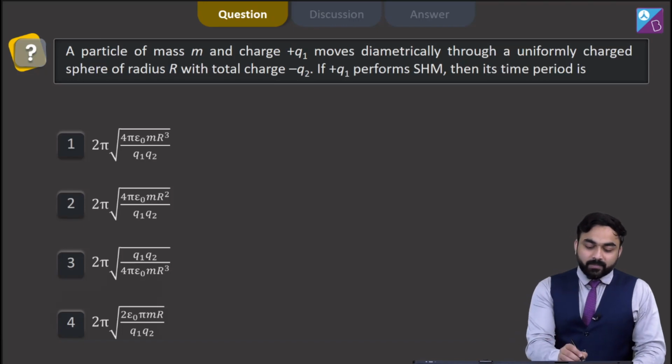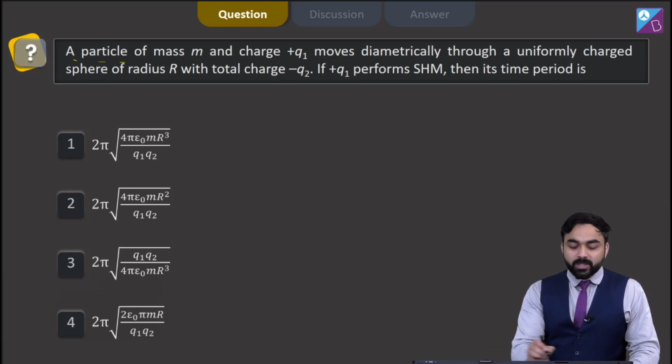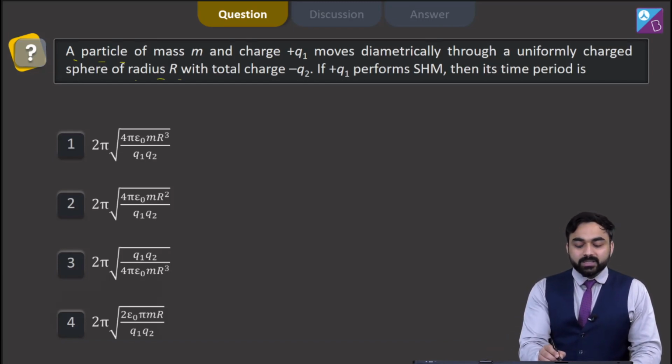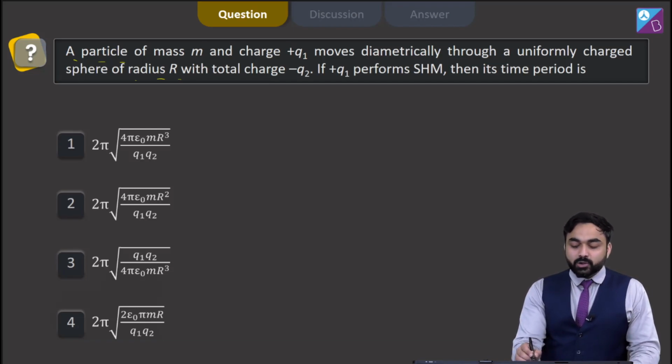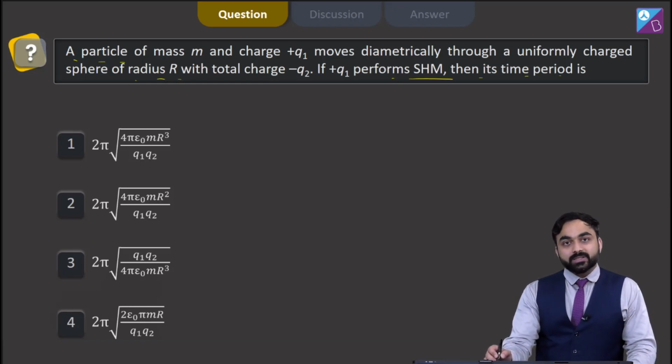In this question, a particle of mass m and charge plus q1 moves diametrically through a uniformly charged sphere of radius R and total charge minus q2. If plus q1 performs simple harmonic motion, then its time period is.